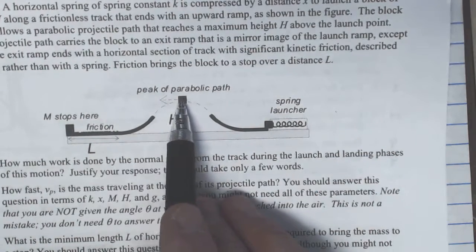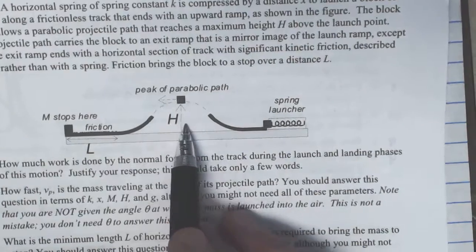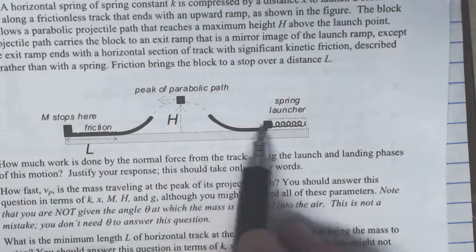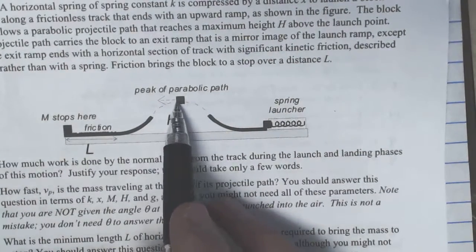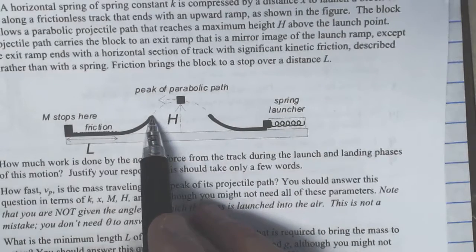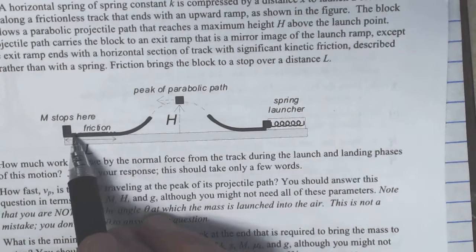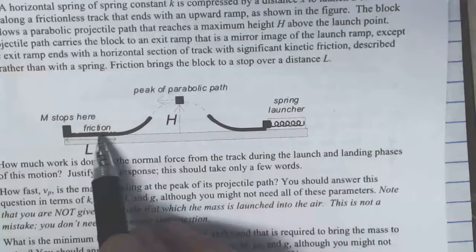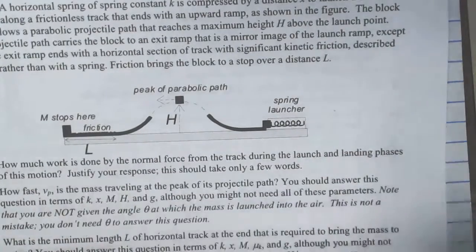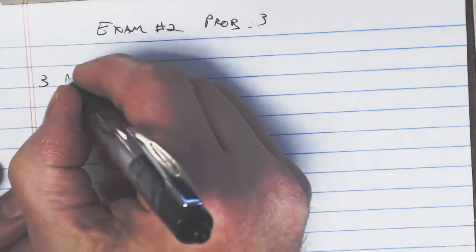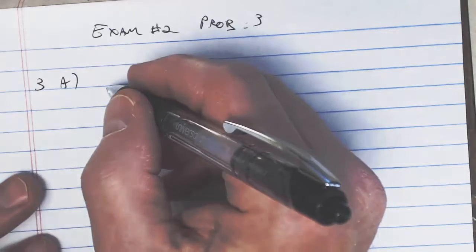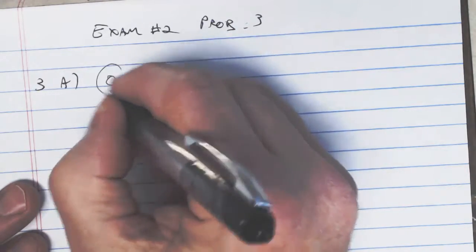We'll focus on the peak of it for at least part of the problem, which is a height h above the base of the launching system. And it comes down along this parabolic path and encounters a mirror image of this ramp, except there's friction, length L of track with friction that brings the block to a stop at the end. So the first question that you're asked is, how much work does the normal force do? And the answer is 0.